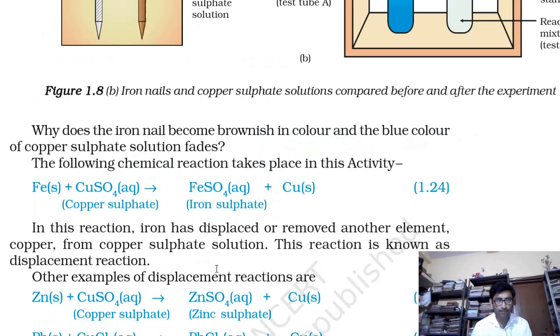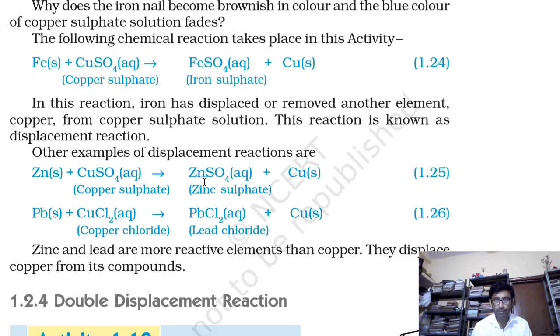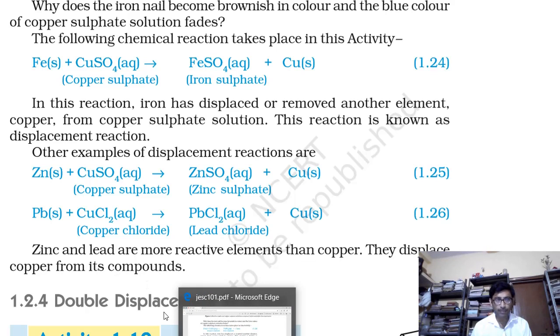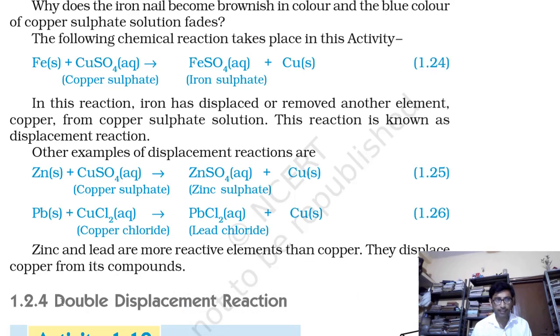We have other examples also in our NCERT book. You have to go through them, and in our next video we shall be looking into double displacement reaction. That is another kind of reaction. That is the fourth kind of chemical reaction that we are going to study.